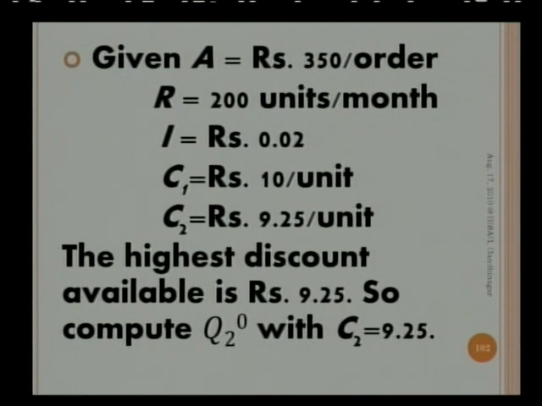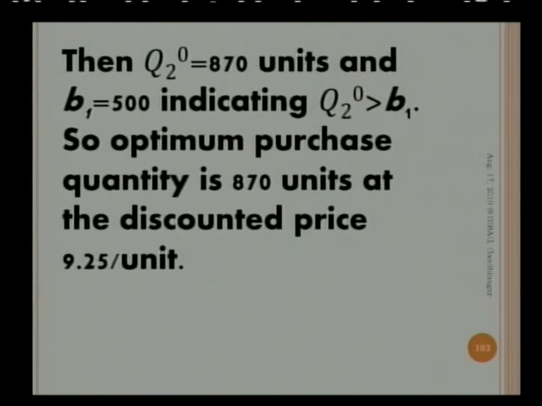So we are given A to be 350, R to be 200, I to be 0.02. The first price is 10 rupees, and the second one is 9.25. As Professor Kunal said, we have to start with the highest discount, so I start with 9.25. Finding Q2 using 9.25 gives you 870 units. That is, procure 870 units at 9.25 rupees as the purchase cost.